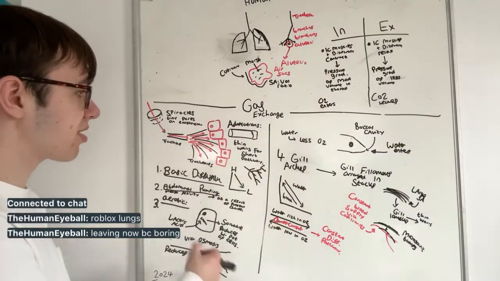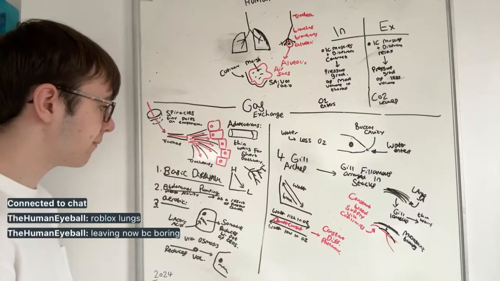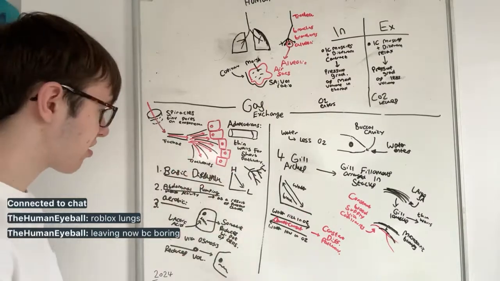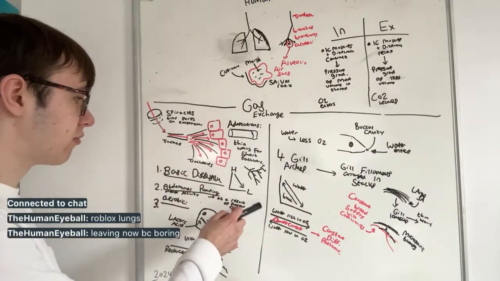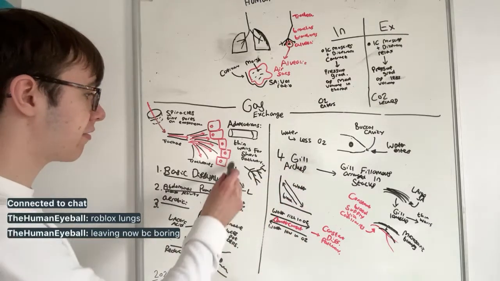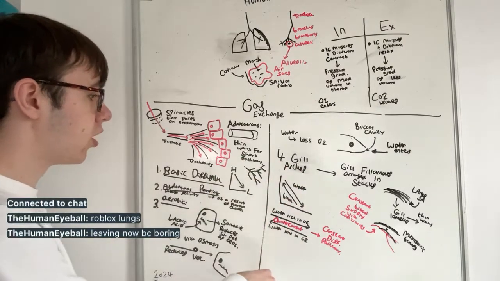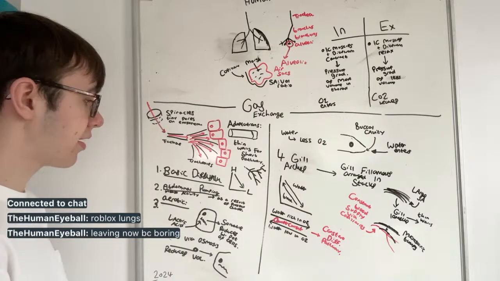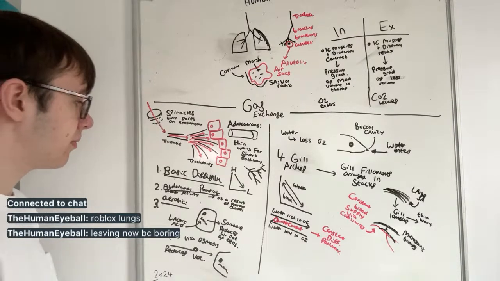The tracheoles have thin walls for a shorter pathway. There are 3 forms of gas exchange. In basic diffusion, it's literally just diffusion. Gas moves from an area of high to low concentration gradient, or down a concentration gradient.